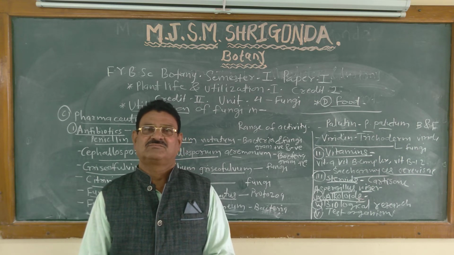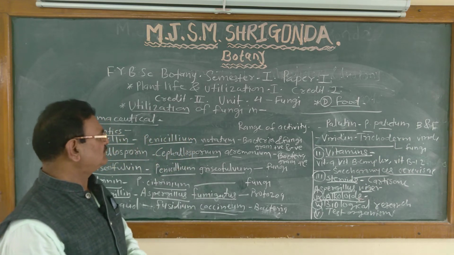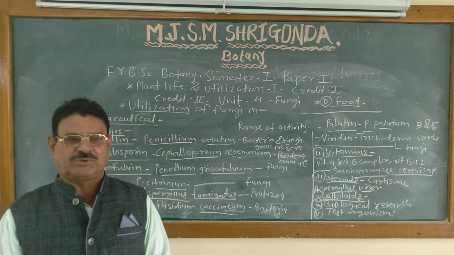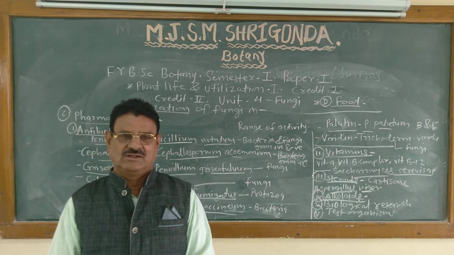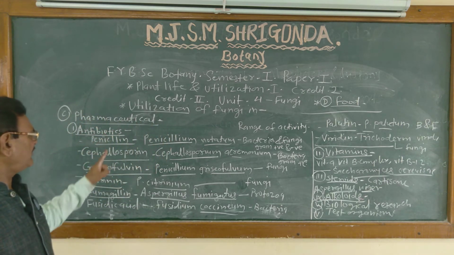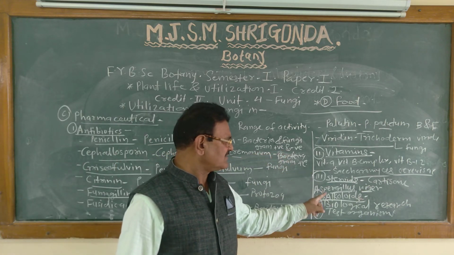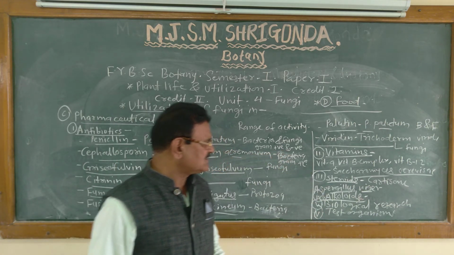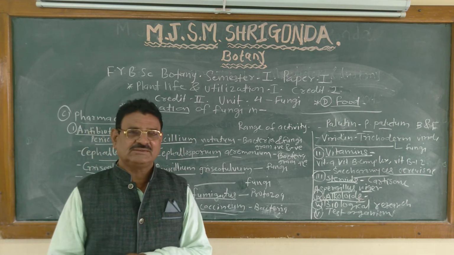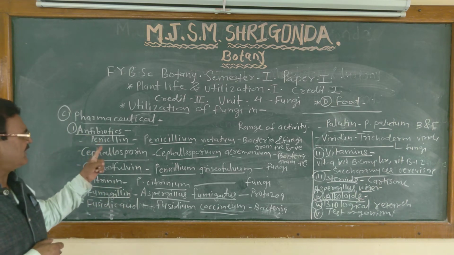Credit second. Utilization of fungi in pharmaceuticals shows different types of fungi used in the production of an important number of drugs. That is, utilization of fungi in pharmaceuticals: antibiotics, vitamins, steroids, alkaloids, biological research and test organisms. First, utilization of fungi in pharmaceuticals, antibiotics.